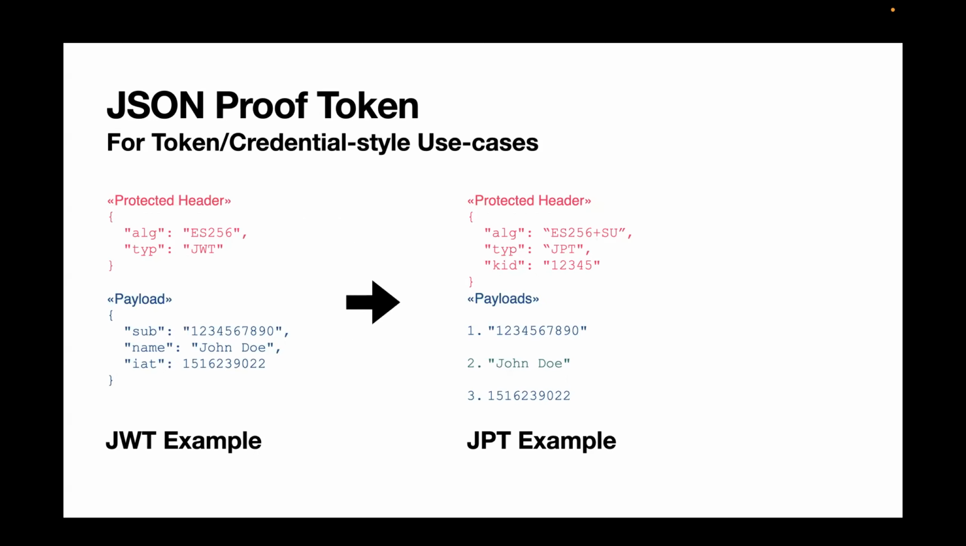So getting to an example here, with a JWT on the left, this should also look familiar. The baseline template document would have three payloads. They would be basically the JSON text values of the payloads on the left.